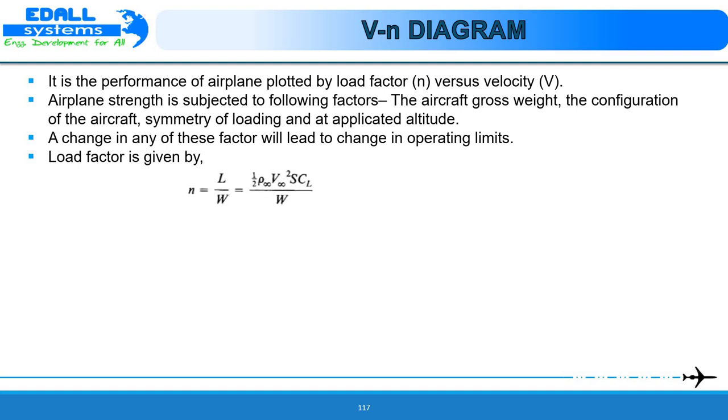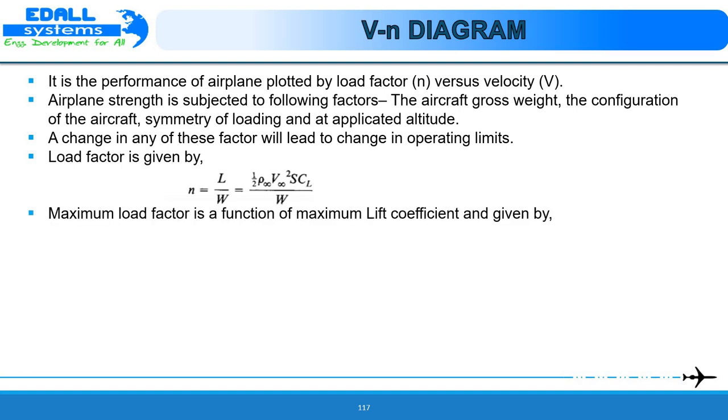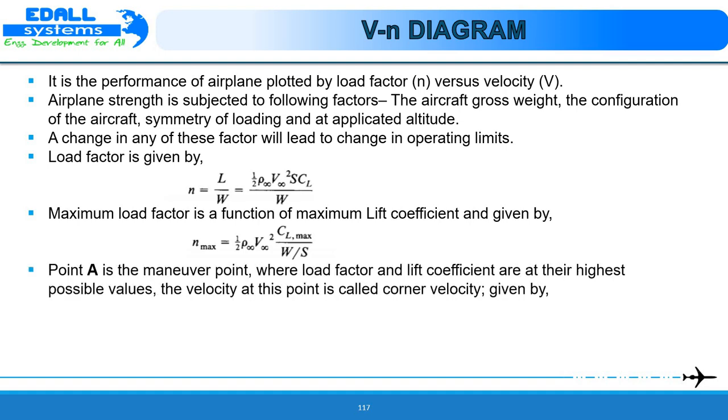Load factor is given by L by W, which equals half rho V infinity squared S C_L by W. The maximum load factor is a function of maximum lift coefficient and is given by half rho V infinity squared C_L max by W by S. Further, in the graph, we can see that point A is the maneuver point where load factor and the lift coefficient are at their highest possible values. The velocity at this point is called the corner velocity, which is given by the root of 2 n max by rho infinity C_L max into W by S.